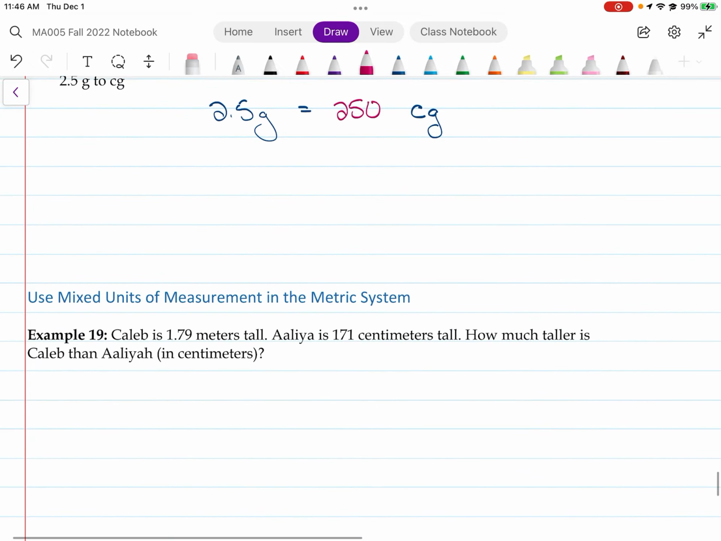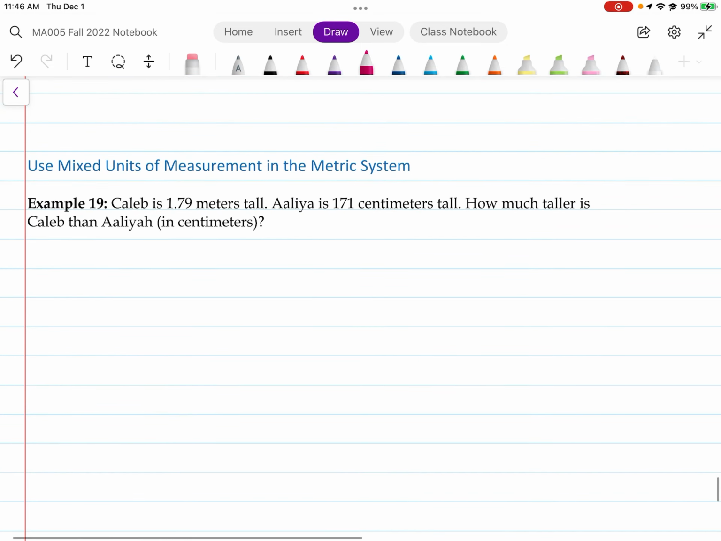All right, just a little bit more. We're going to use mixed units of measurement in the metric system. Caleb is 1.79 meters tall, and Elia is 171 centimeters. How much taller is Caleb than Elia in centimeters? So they want it in centimeters. That means we need to convert this one to centimeters.